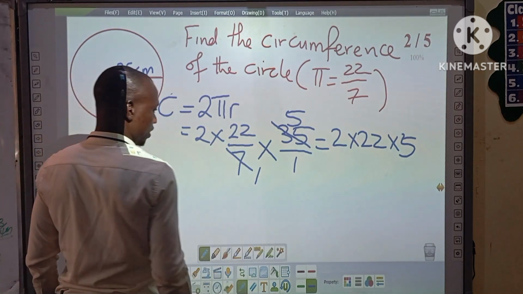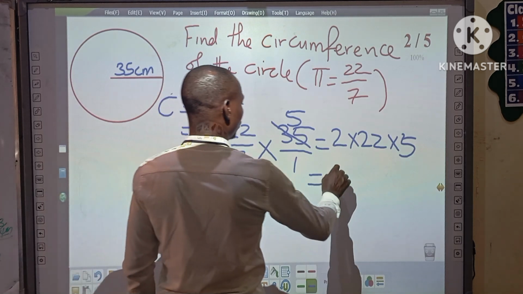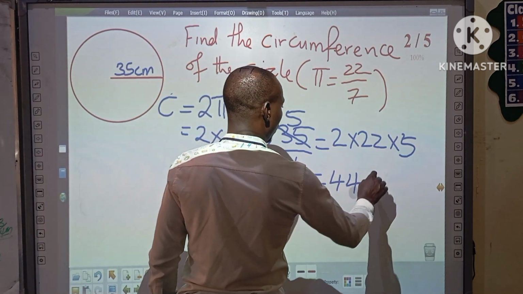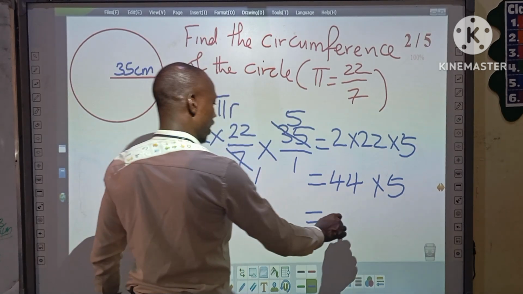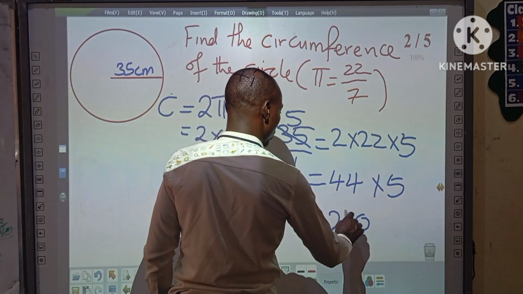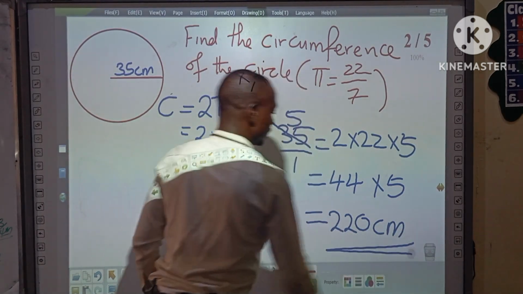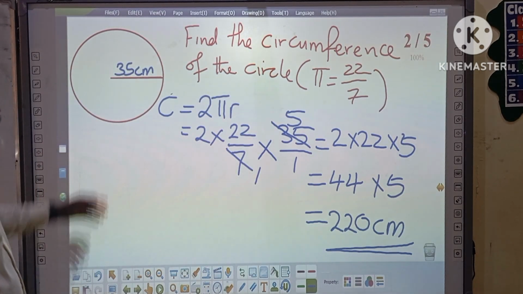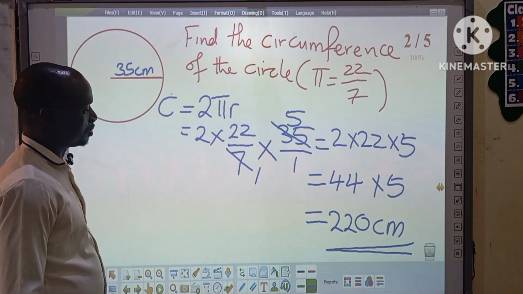Now, this will be very easy and peasy. 2 times 22 will give us 44 times the 5, which is simply 4 times 5, 20. Put down 0, carry 2. 4 times 5, 20, plus the 2, 220 centimeters. That is the circumference of the circle with radius 35 centimeters.